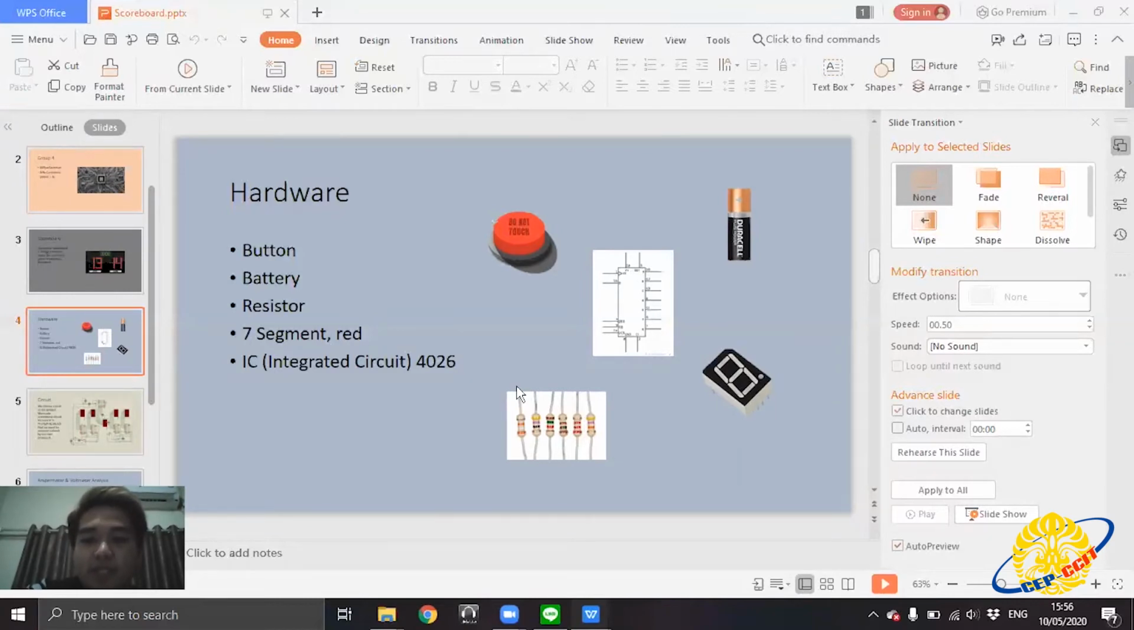Battery flow speed is determined by the battery's internal resistance and outside load. And then we have resistors. A resistor is an electrical component that limits or regulates the flow of electrical current in an electronic circuit. Resistors can be used to provide a specific voltage for an active device such as a transistor.